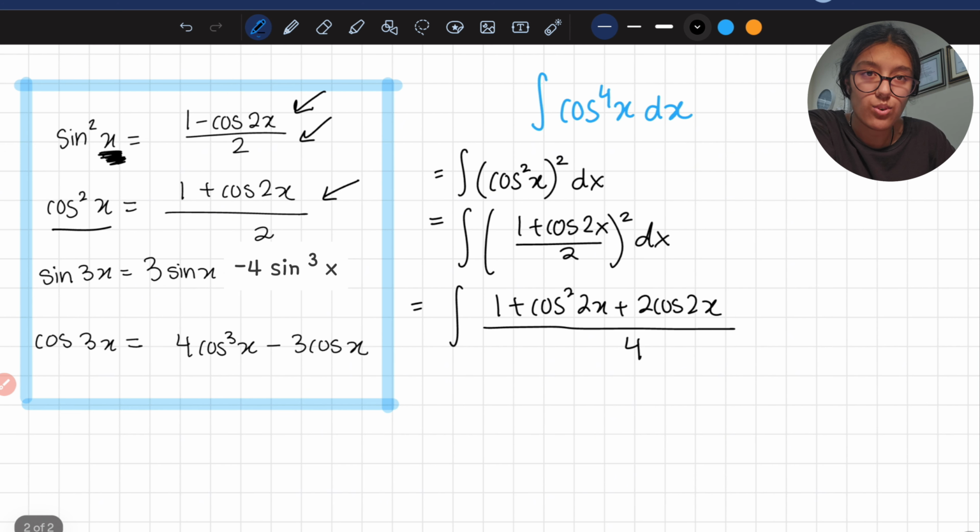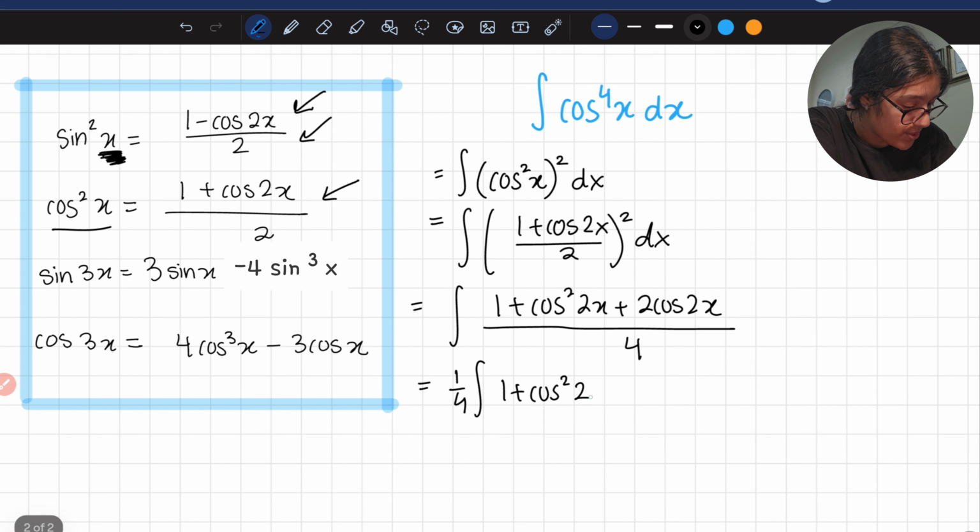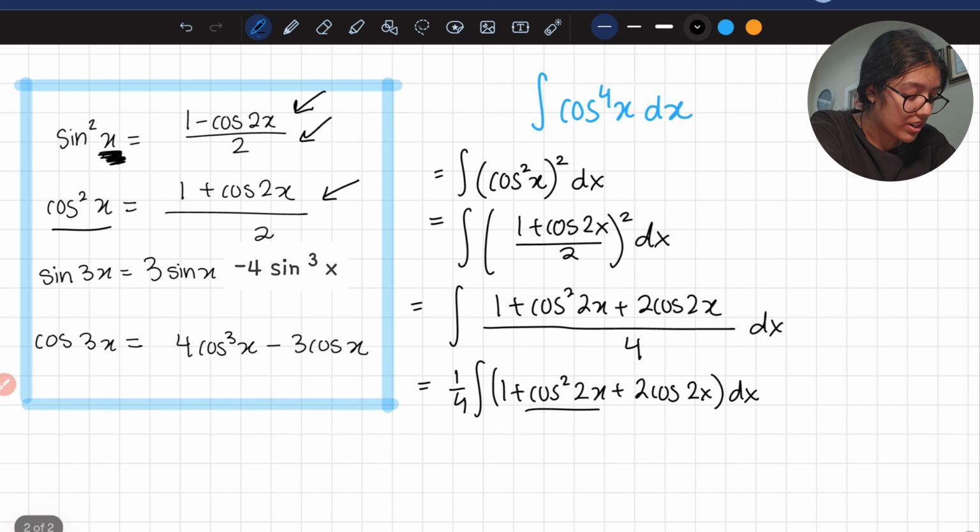Now once again, this 4, I'm going to take it out. So we have 1/4 integration of 1 plus cos squared 2x plus 2 cos 2x dx. I see that I have a cos squared 2x over there, so I think we should apply this formula again, but once again, remembering that this is x, this is 2x. So just keeping that in mind.